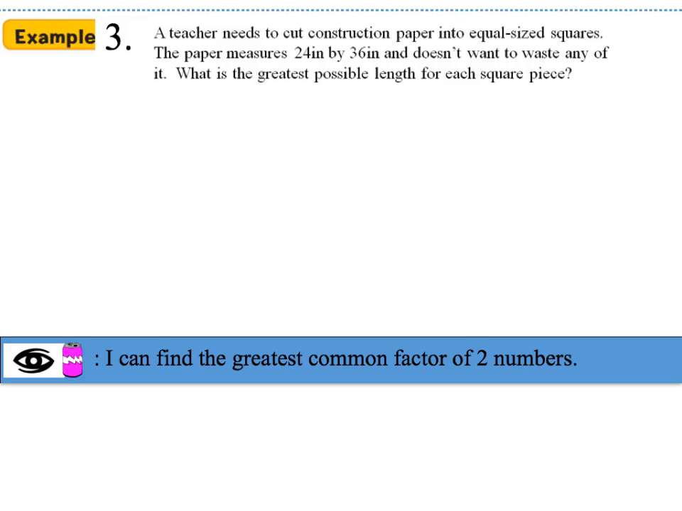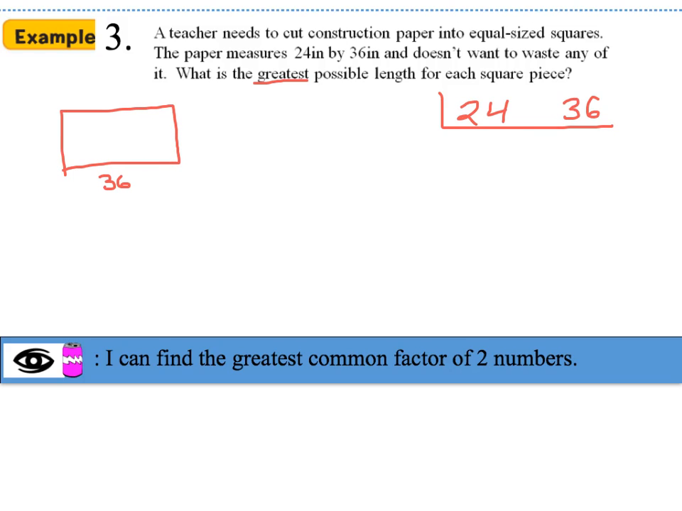So what I would do is look for keywords. In this problem, I see the keyword greatest. If you see words like greatest or largest, think greatest common factor. So we're going to have to find the greatest common factor of 24 and 36, because that's how large the paper is. So think of a piece of paper that looks like this. One side is 36 inches long, and the other side is 24 inches long. So let's ask ourselves, what can we divide this into? Or what number goes into 24 and 36 evenly?